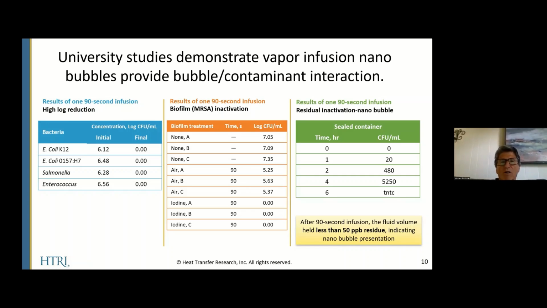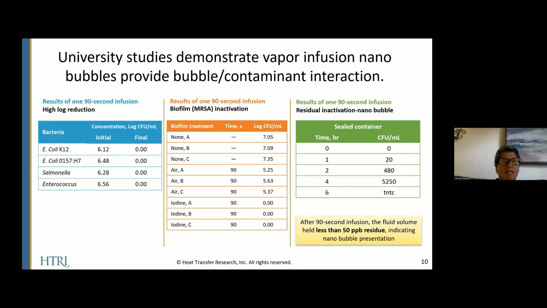The second chart, the one in orange, this was very important because we wanted to see if we were capable of creating an inactivation of biofilm in trained bacteria. And the same thing occurred. As you can see, after a 90-second infusion, there was a complete inactivation of all microbes contained within a biofilm. Once again, 72 hours later, when we revisited the biofilm, there was no viable bacteria within the biofilm.